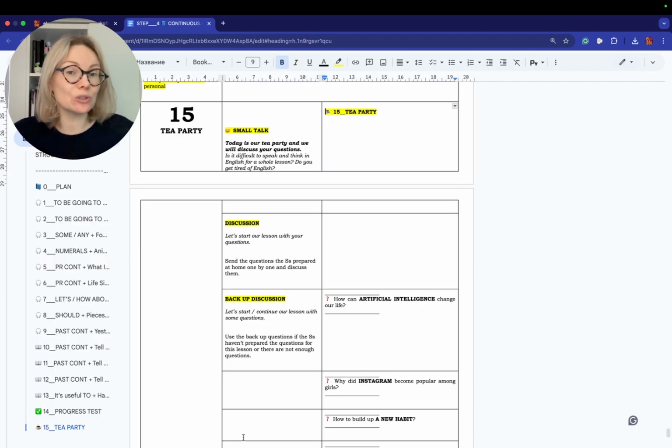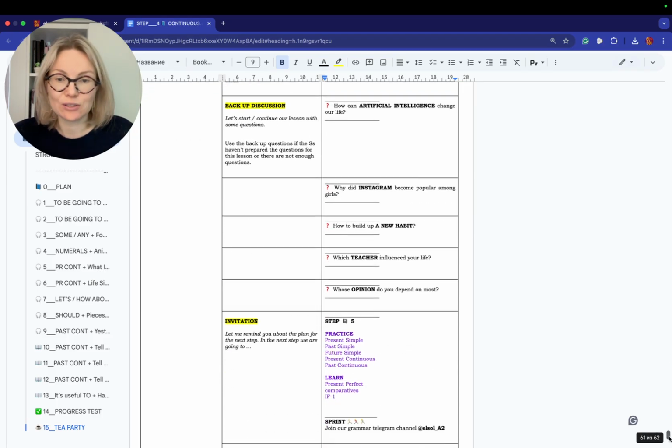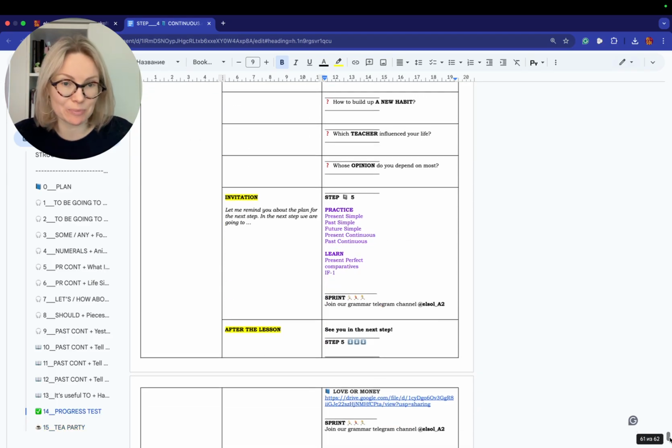If you don't have questions, you can ask the students to make questions right at the lesson. You can always use a backup question. So you copy the question and you start the discussion. Okay, so you have enough questions, so no worries about that.